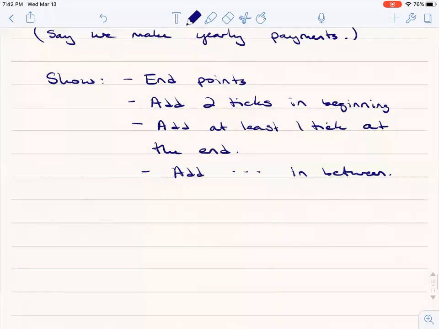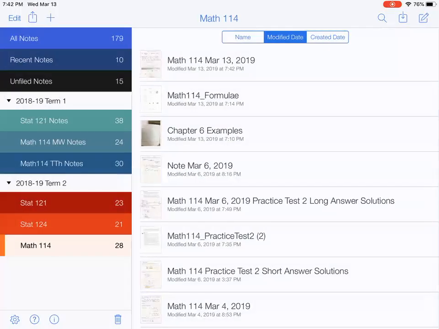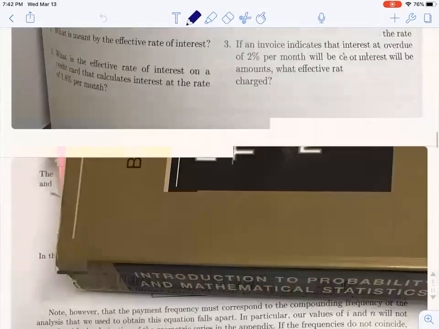Let's do an example. Oh, any questions first? No. Example 204.